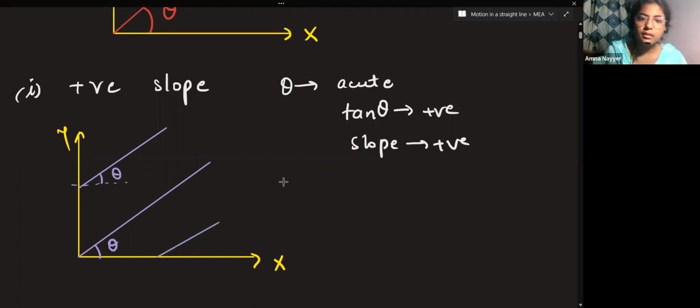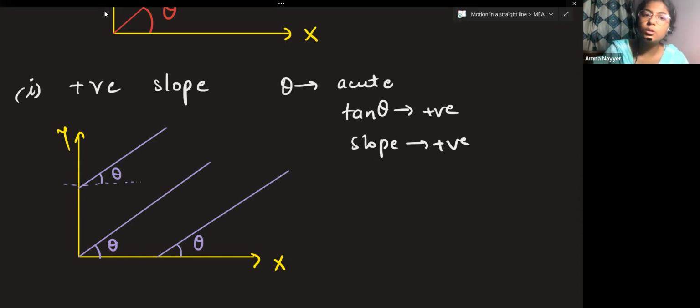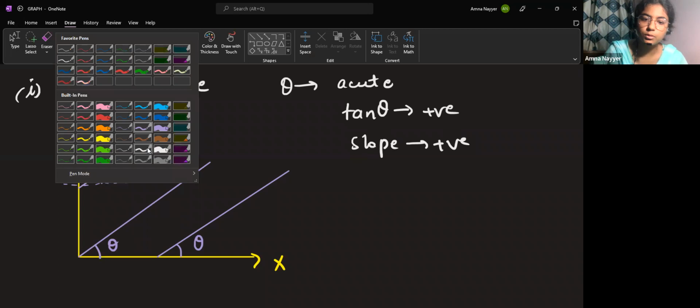It can be this as well. Check it with the x-axis. If somewhere you have a graph like this, then drop an imaginary x-axis, a parallel line to this, and check whether it's acute or not. This is also a positive slope. Why? Because this is an acute angle. So like these, you have all the slopes which are categorized as positive slopes.